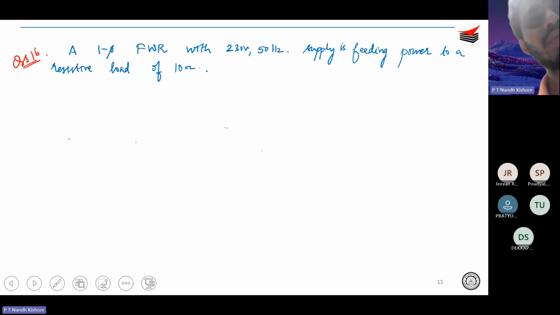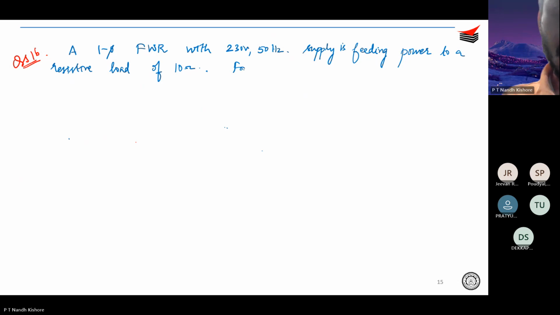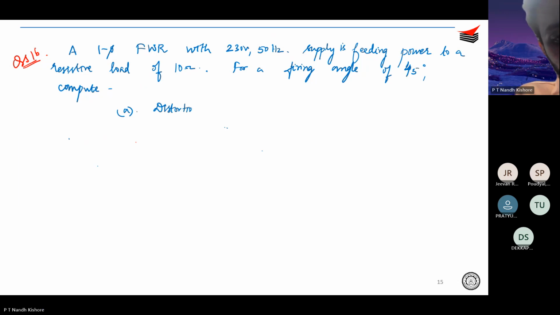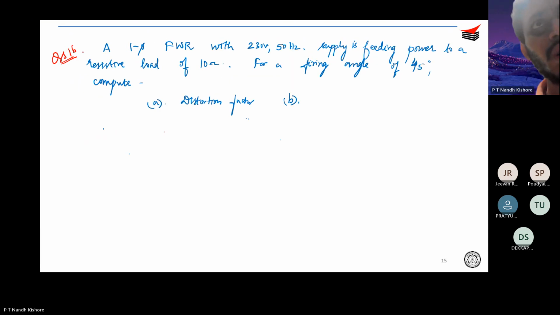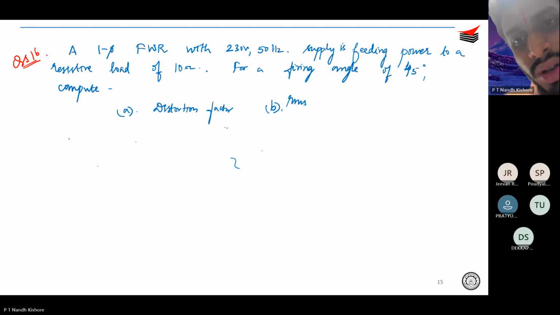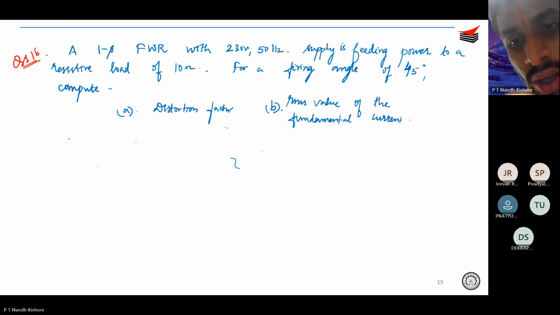Okay. So for a firing angle of 45 degrees, compute A, the distortion factor, B, the RMS value of the fundamental current, and C, the power delivered to the load.